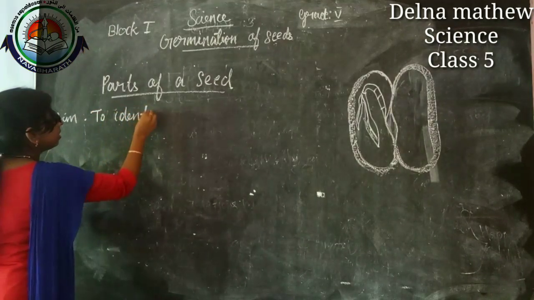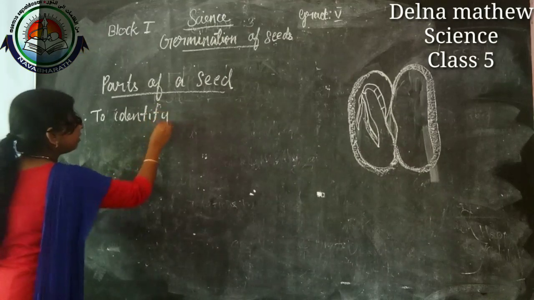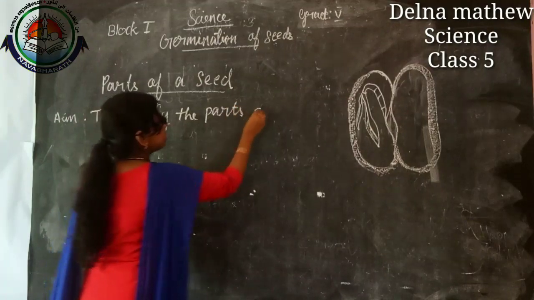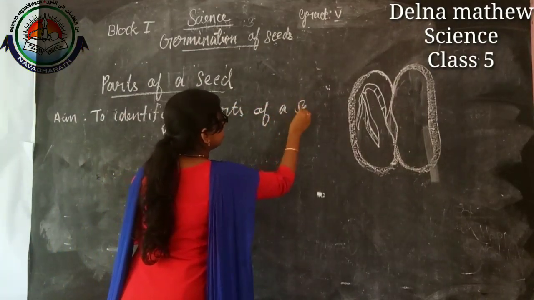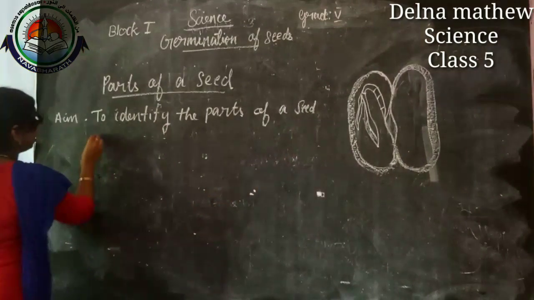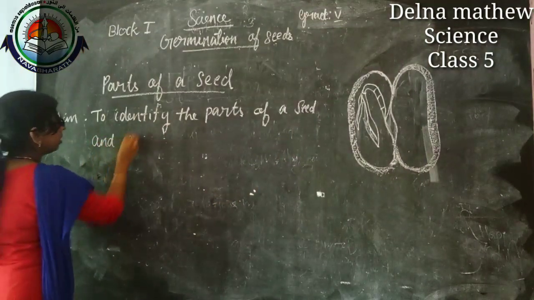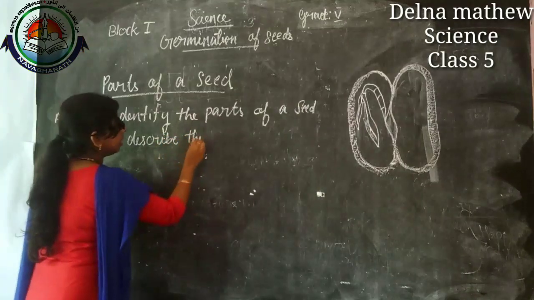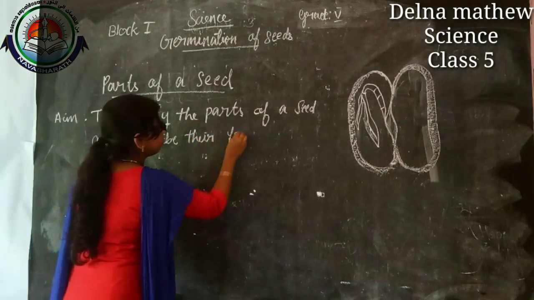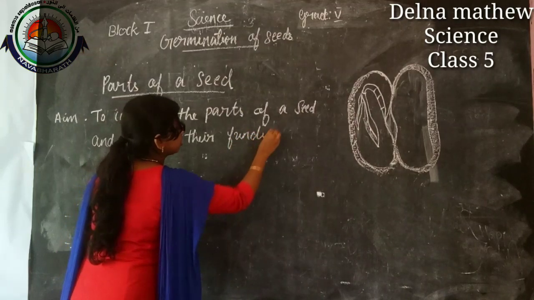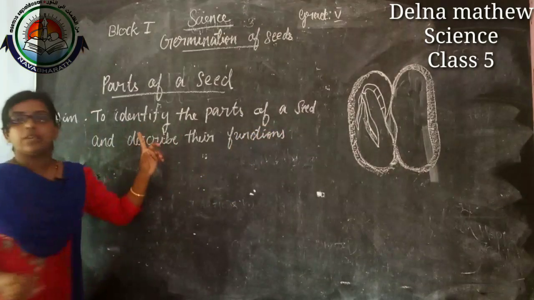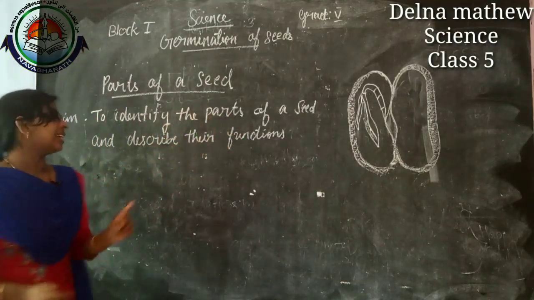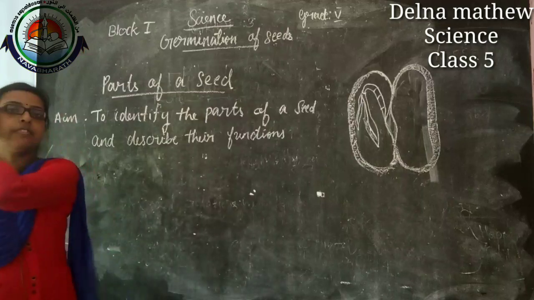So here we have an aim for this topic, and that aim is to identify the parts of a seed and describe their functions. So what we are going to study is to identify the parts of a seed and describe their function.